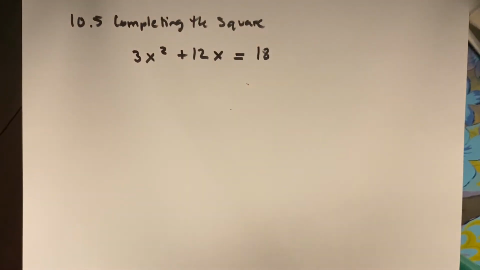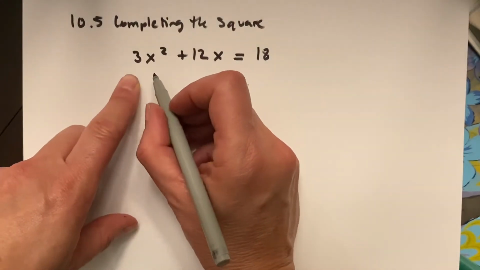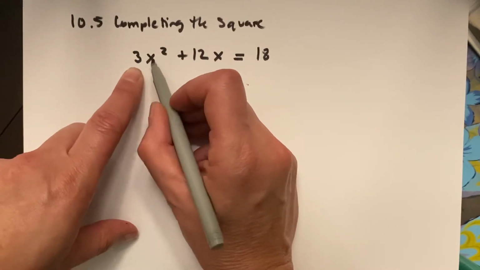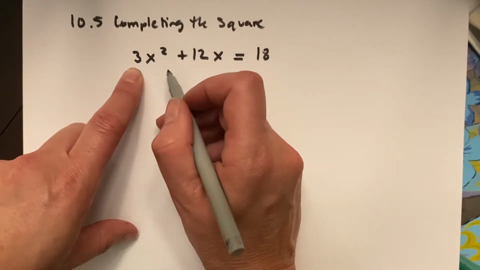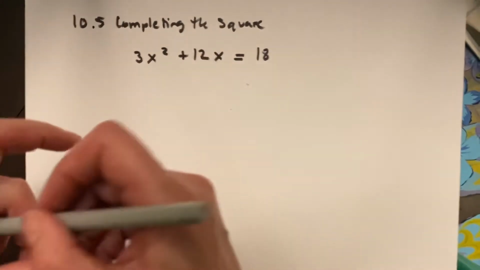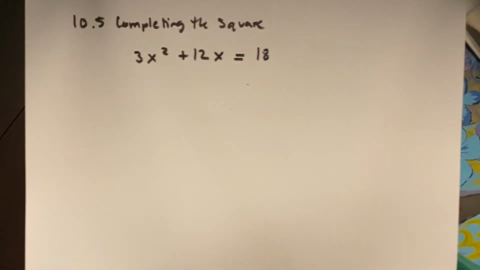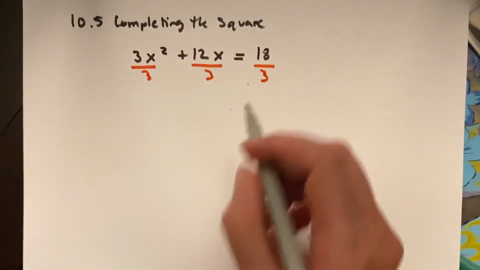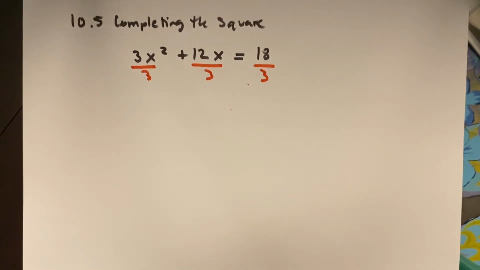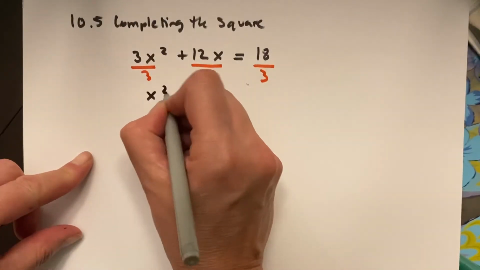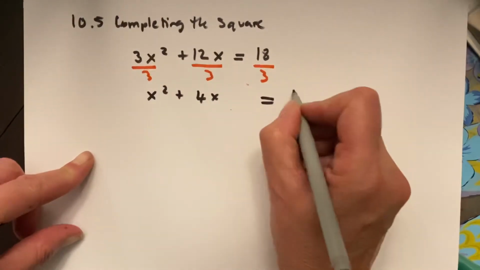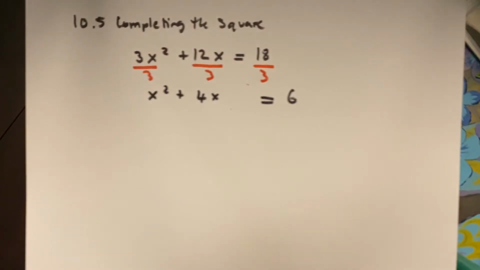All right. Well, first, one of the most important things to remember with completing the square is it's the best method to use if this value in front of the x squared is a 1. And right now you can see there's a 3. But because 18 and 12 are divisible by 3, we can divide everything by 3 and end up with an equation, x squared plus 4x equals 6. And I'm leaving myself room because I know I'm going to have to complete my square.